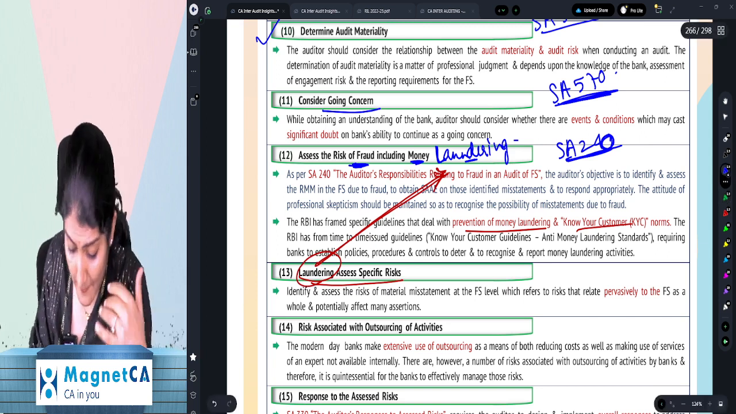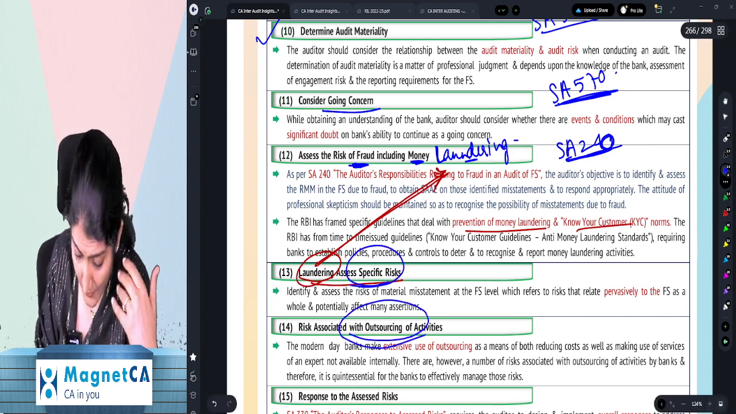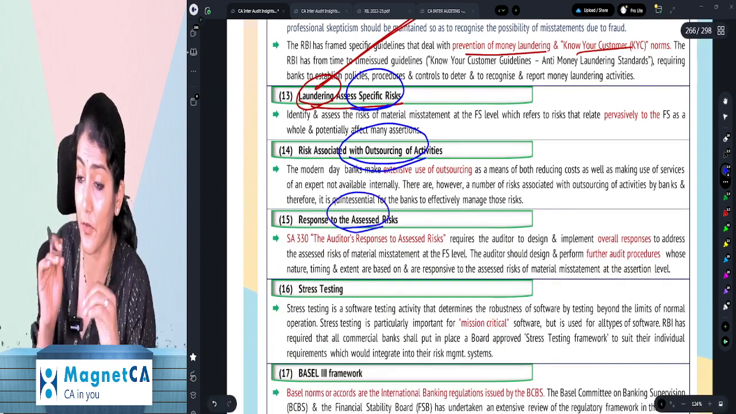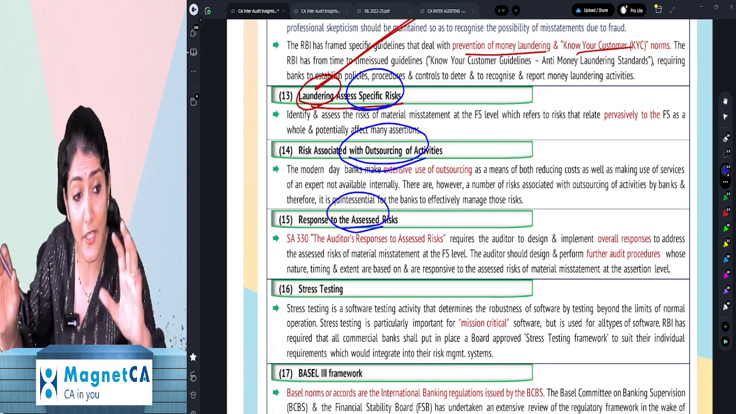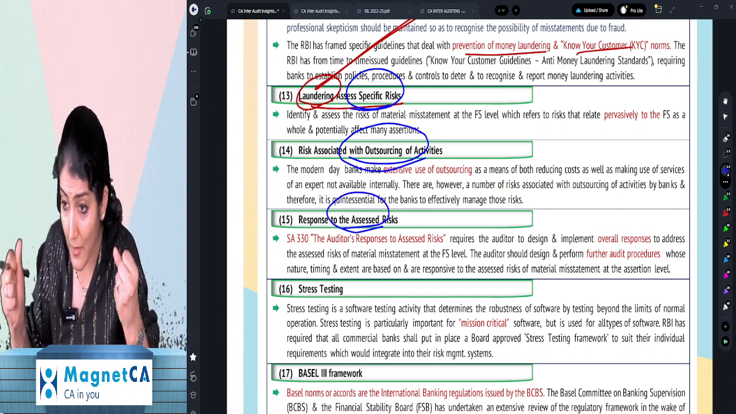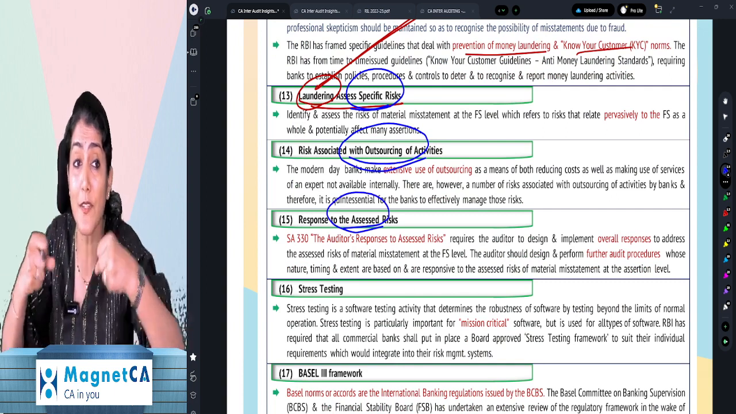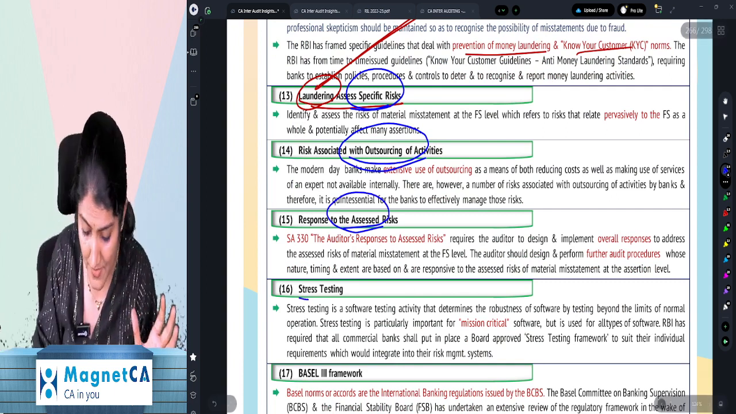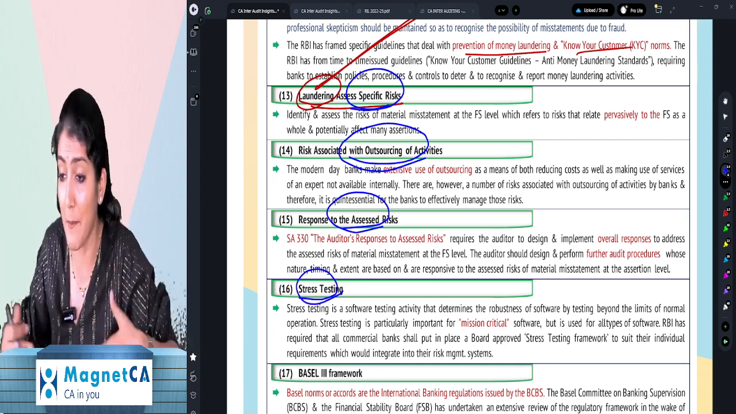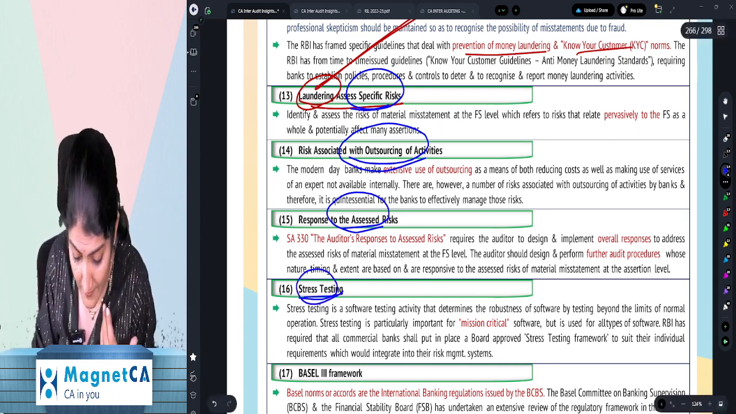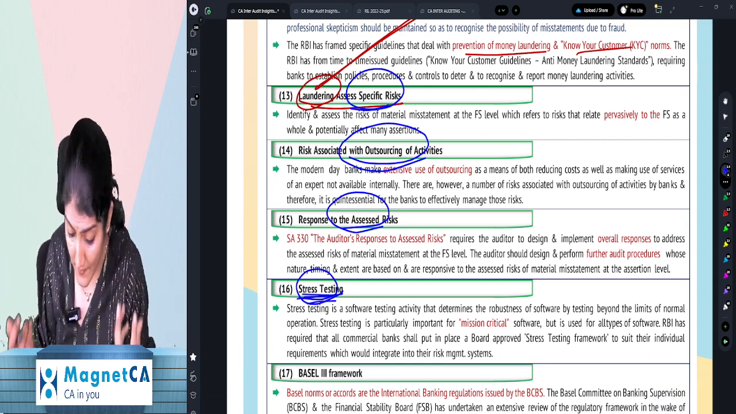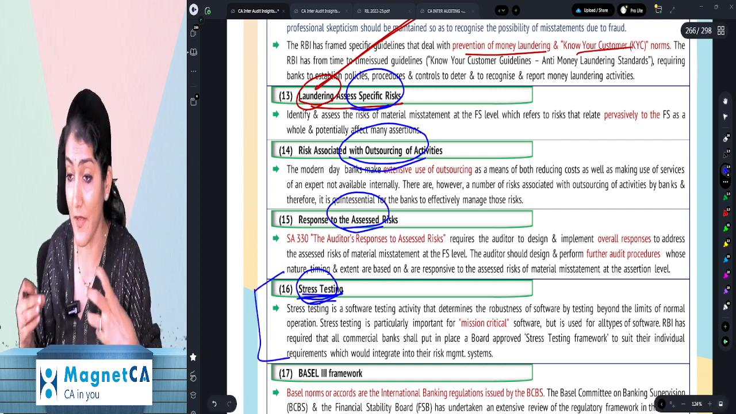Then assess the specific risk. Then risk associated with outsourcing of activities. Then after you assess the risk, you need to respond to the risk. Then say, imagine each and every asset of the bank becomes a non-performing asset. So will the bank be able to survive even in such worst possible economic situation? That is stress testing. Imagining the worst possible economic news, will the bank be able to survive, is called the stress testing of the bank. That is, does the bank have enough capital to survive even the worst possible economic situation.